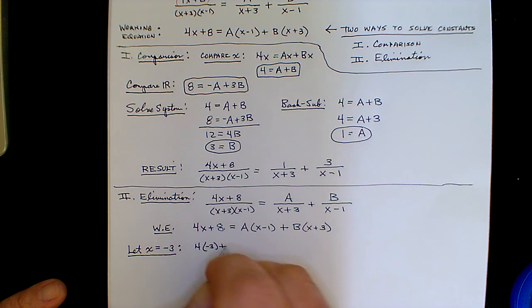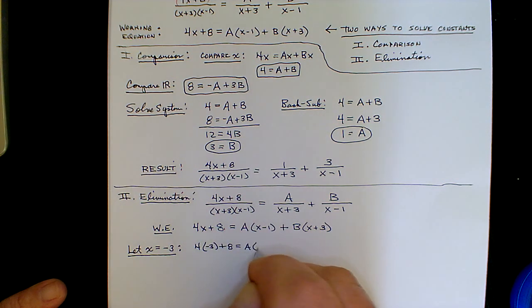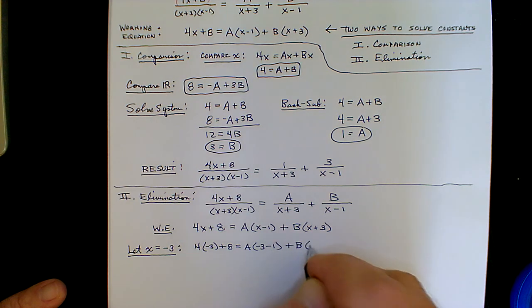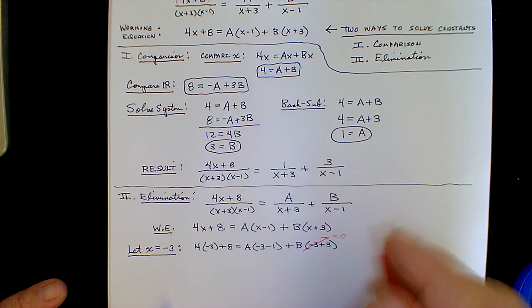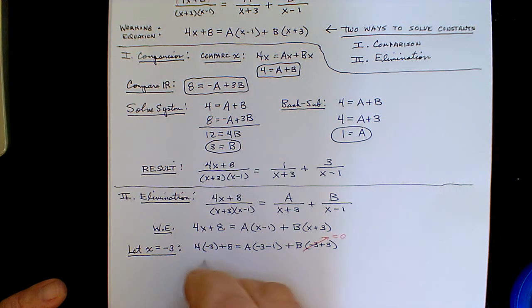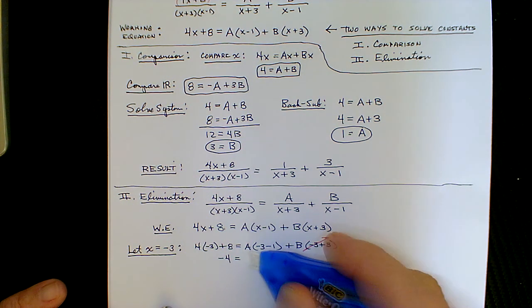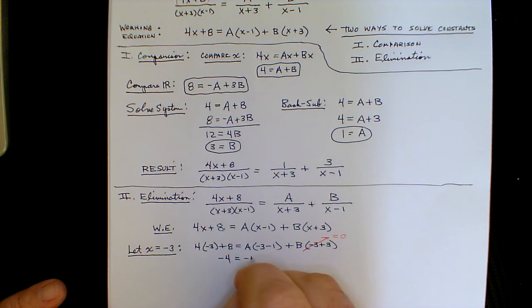So 4 times -3 plus 8 equals a times (-3 minus 1) plus b times... You really shouldn't have to show this substitution because obviously you chose -3, so that term goes to 0. So that's equal to 0. In the future, we won't show that substitution. And then just crunch down the arithmetic, the algebra here. -12 plus 8 is -4. 8 times... -3 minus 1 is -4, so -4a. And look at that. Immediately, a is 1.